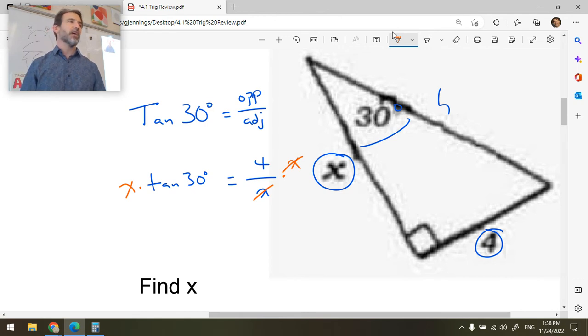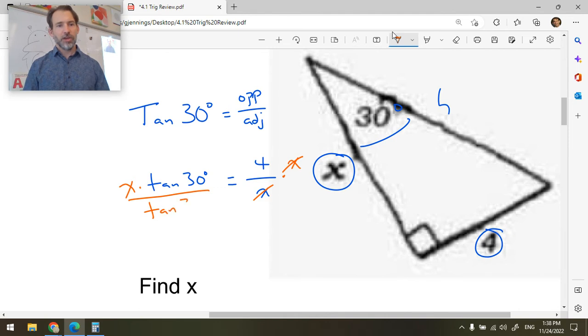And so I've successfully isolated 4. Congratulations, me. I found out what 4 equals. Well, who cares? We didn't want to find out what 4 is. We want to find out what x is. So the annoying thing now is x is being multiplied by tan 30, and that's annoying. So how will I get rid of that tan 30? Divide it, yeah. I divide by tan 30 on both sides.